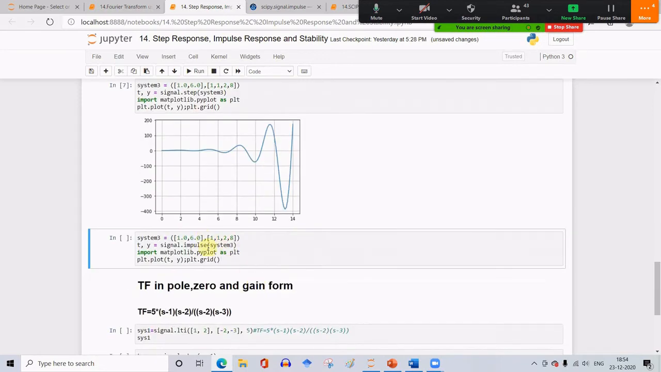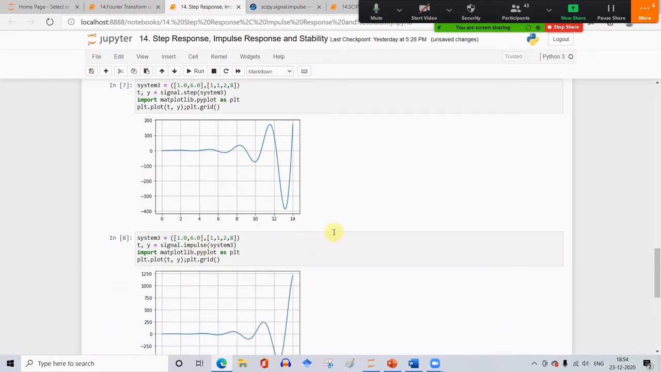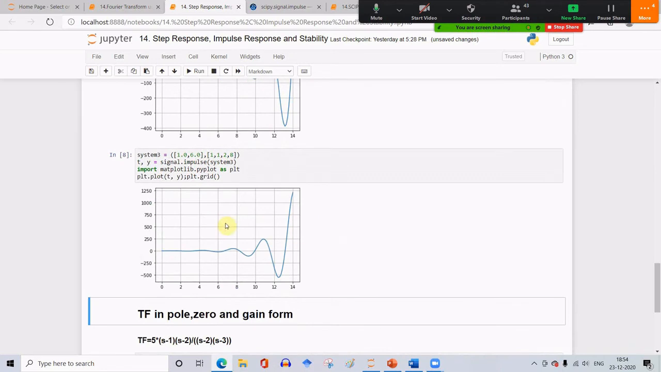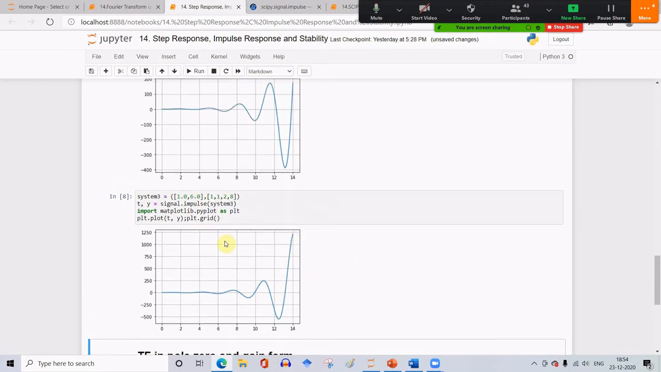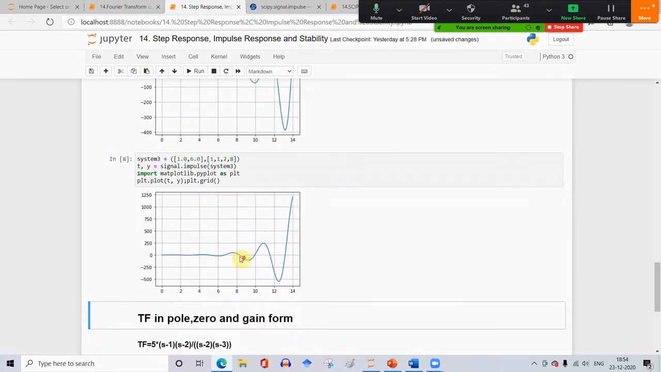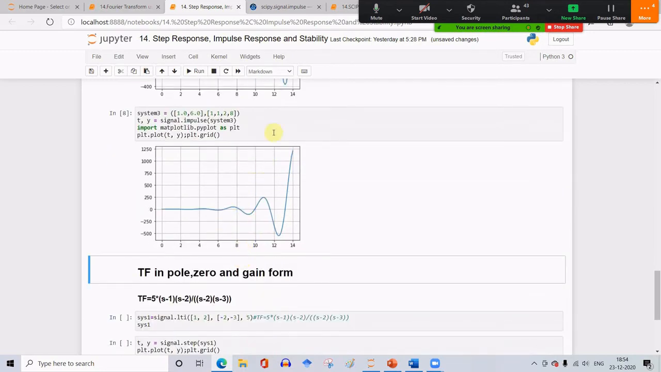For the same system, let me get the impulse response and see how it looks. Even the impulse response gives the tendency that the output goes to infinity as time tends to infinity, and hence this is an unstable system. Okay, so this is about giving the system in the form of a transfer function with numerator and denominator coefficients.